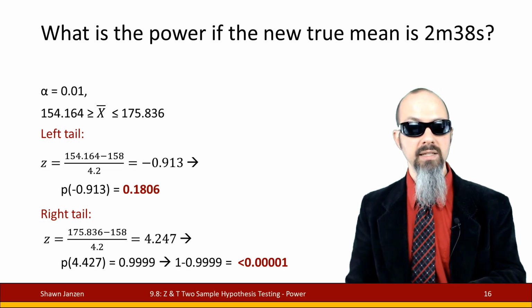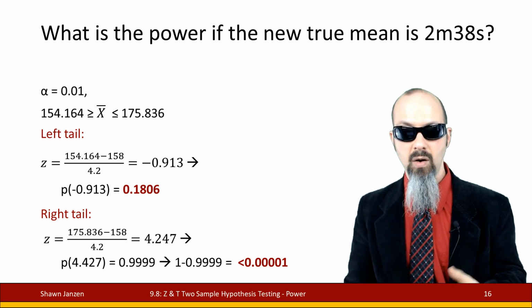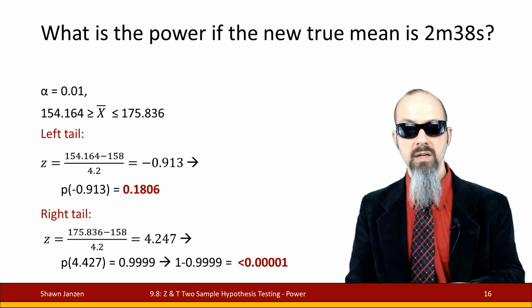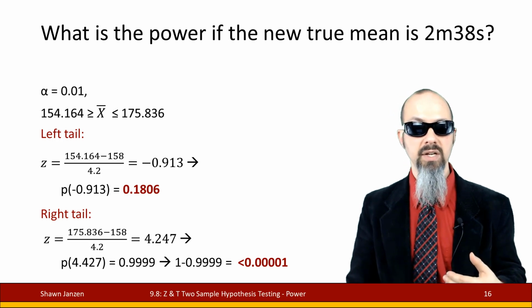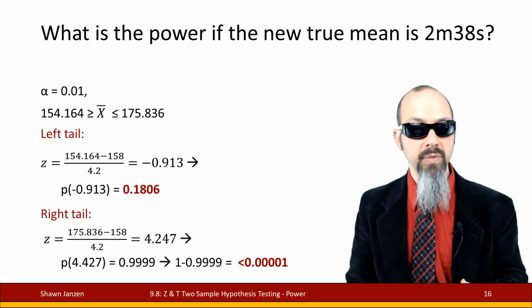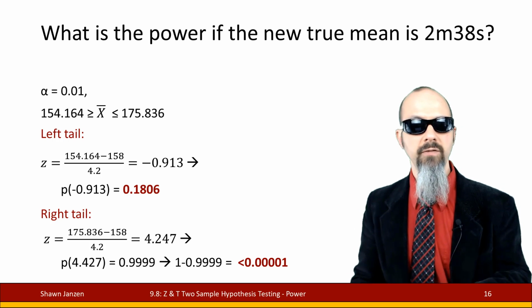If I look at the right tail, I have the much larger number. In this case, it's over 175, and we're subtracting that by 158, dividing that by our standard deviation of 4.2, which is going to give us a z-score of 4.247. Now this is a very sizable z-score, so let's go ahead and find its p-value.